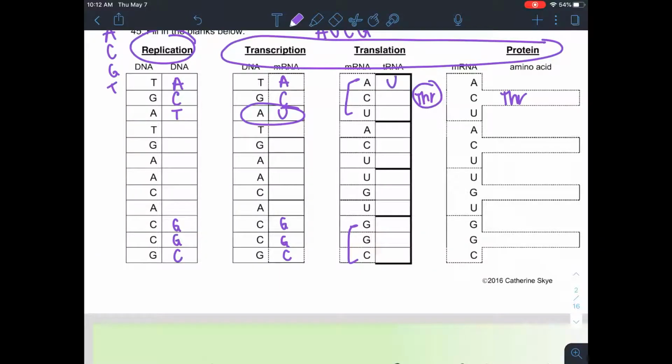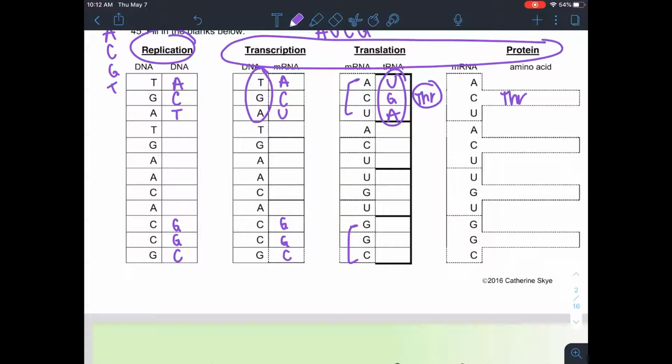A pairs with U, C pairs with G, and U pairs with A, right? And what you're going to notice here is it's almost identical to what the DNA we started with was, right? Again, the only difference is instead of T, we had to put a U.